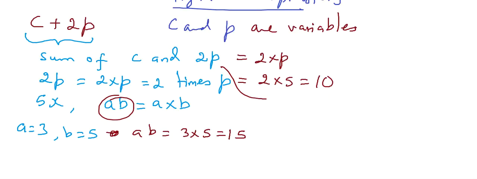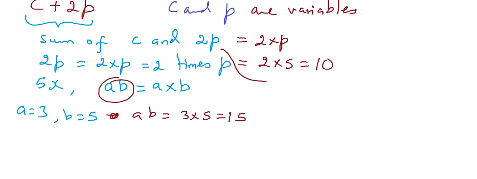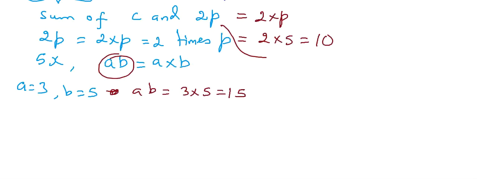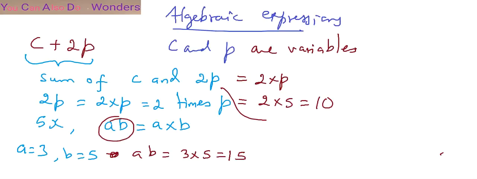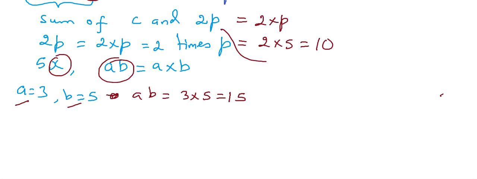So you can use any variable to represent a number. See here, what are the variables we have used? We used A, B, C, P, X. So these are the variables used in algebraic expressions.